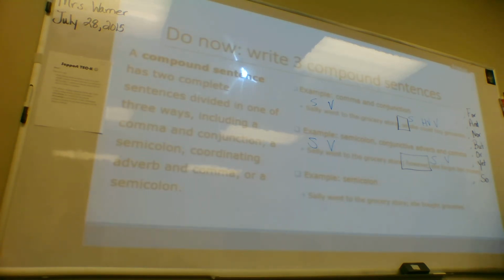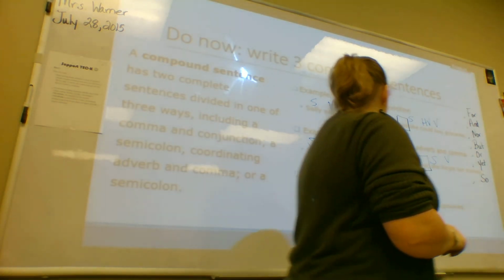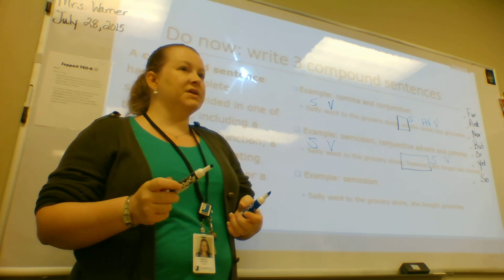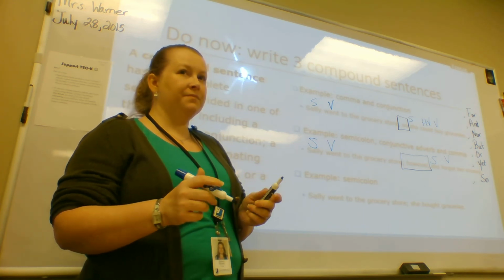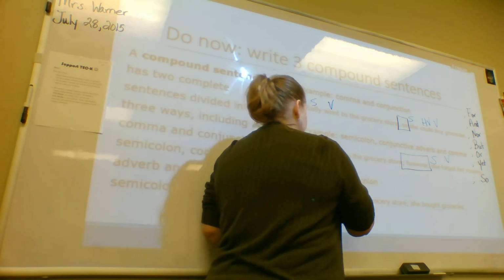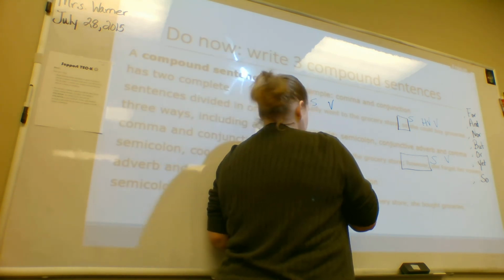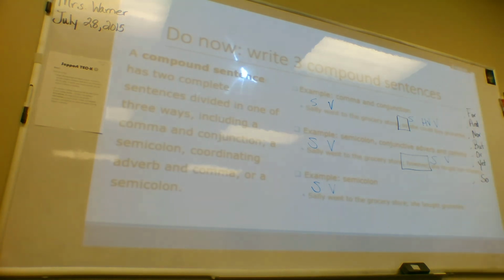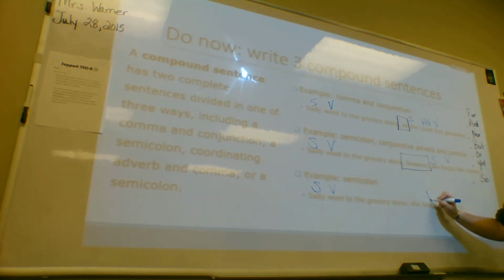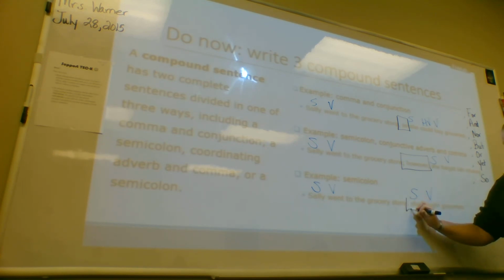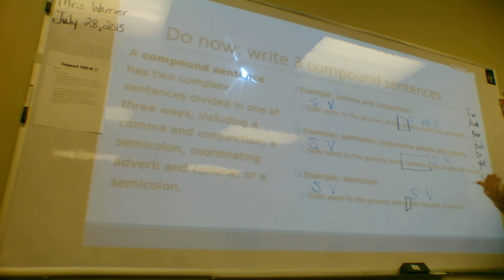So the last example is using just a semicolon. That may seem like the most simple example, but you have to be wary of a few things. Sally went to the grocery store is a complete sentence. What's my verb? Went. Who? Sally. She bought groceries. Bought is your verb. And who? She.